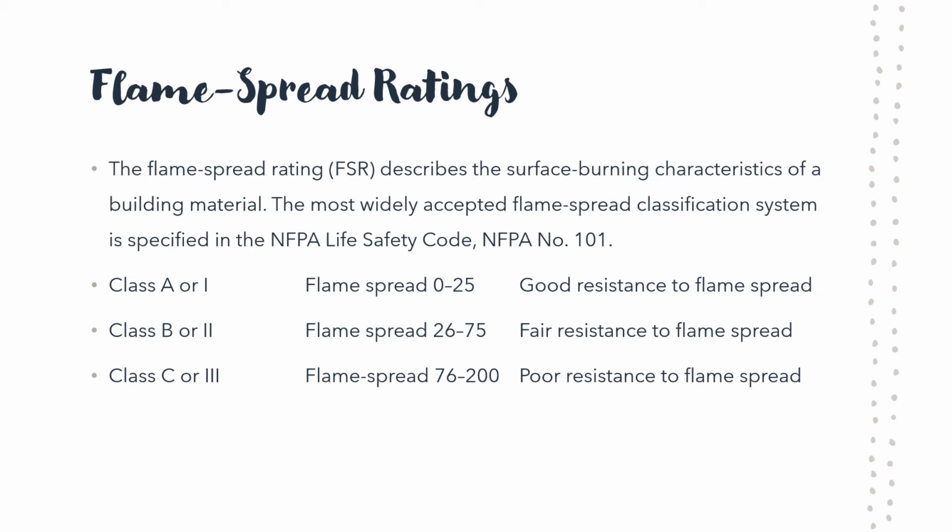Class A or 1 has a flame spread of 0 to 25, and they have a good resistance to flame spread. Class B or 2 has a flame spread of 26 to 75, fair resistance to flame spread, and class C or 3 has a flame spread of 76 to 200 and has poor resistance to flame spread. So as the rating goes down from class A to class B, the flame spread index increases, and that indicates that the material has poorer resistance to flame spread.